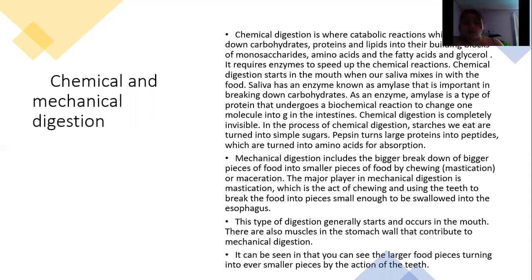Mechanical digestion includes the breakdown of bigger pieces of food into smaller pieces by chewing. The major player in mechanical digestion is mastication, which is chewing using the teeth to break food into pieces small enough to be swallowed into the esophagus. This type of digestion generally starts and occurs in the mouth. There are also muscles in the stomach wall contributing to mechanical digestion. You can see the larger pieces of food turning into even smaller pieces by the action of the teeth.